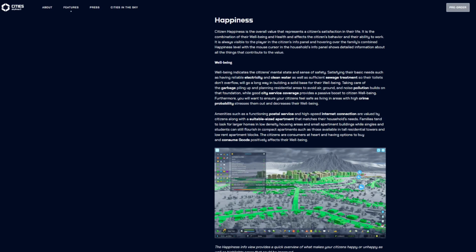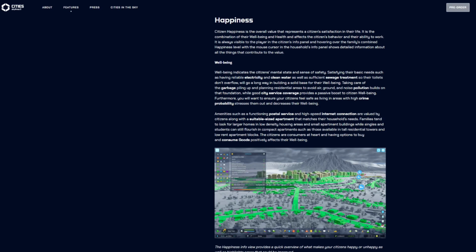Cool, and again, we saw that menu the other day where you could hover over an individual's household to see their household collective happiness level as well, which I think would be a very useful tool in the game for sure. But for well-being indicates the citizen's mental state and sense of safety. Satisfying basic needs such as having reliable electricity and clean water, as well as sufficient sewage treatment so their toilets don't overflow, will go a long way in building a solid base for their well-being.